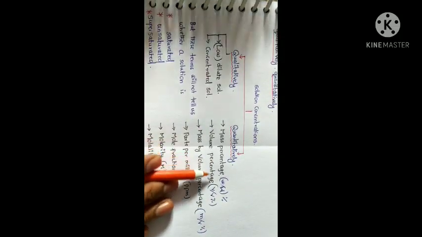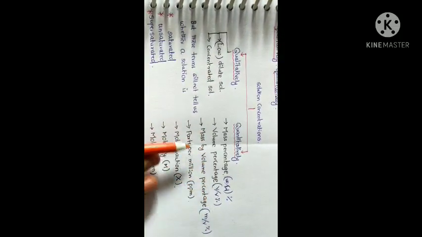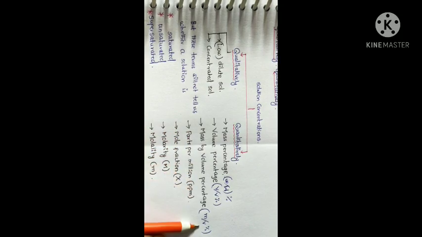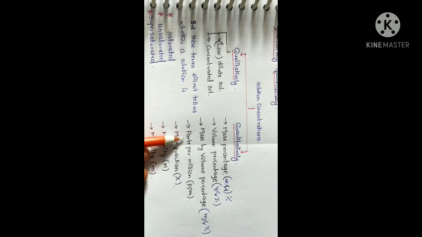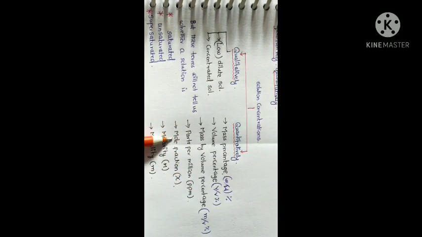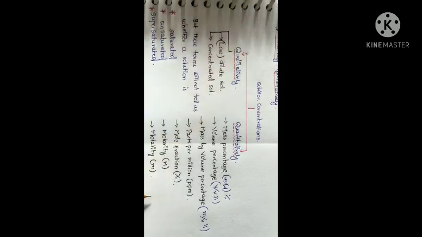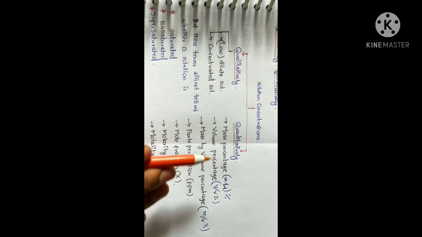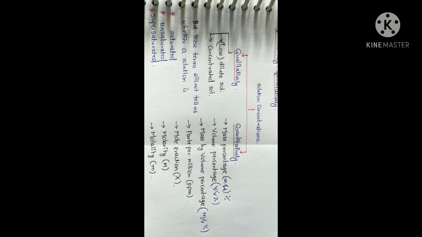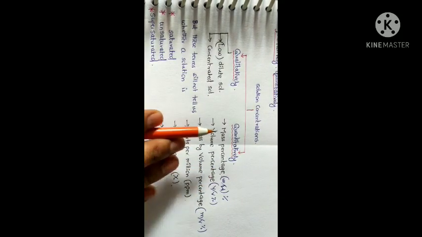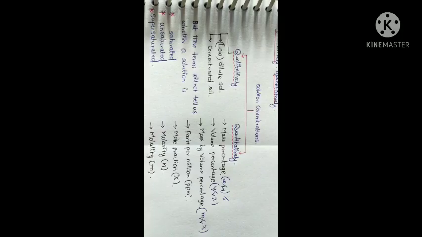First one is mass percentage, second is volume percentage, third is mass by volume percentage, fourth is parts per million, fifth is mole fraction, sixth is molarity, and seventh is molality. So these are the ways the concentration of solutions can be expressed quantitatively. Now we will discuss the first one, mass percentage.